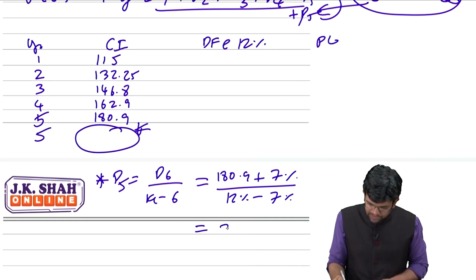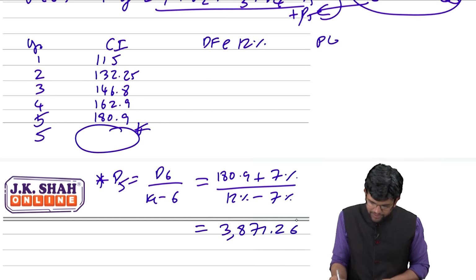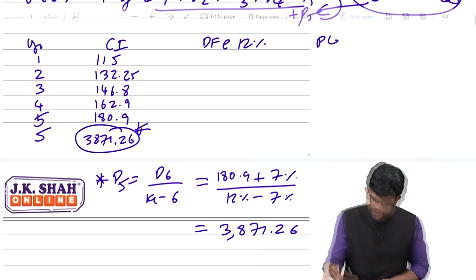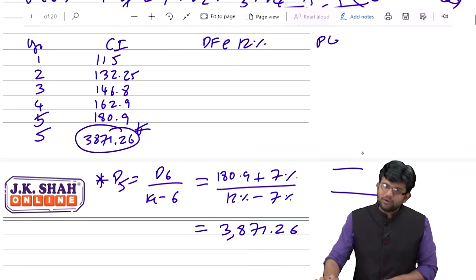So students, on our calcs, 180.9 plus 7% divided by, can I say, 5%. So I will get 3871.26. I will write down here 3871.26. And let us now do the discounting. We'll find out the value of equity.